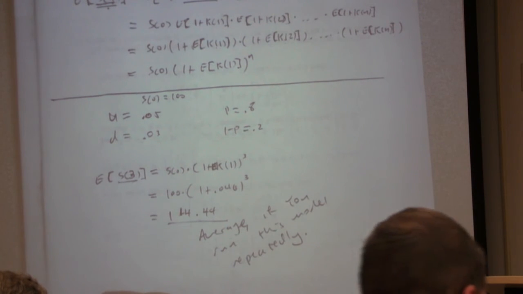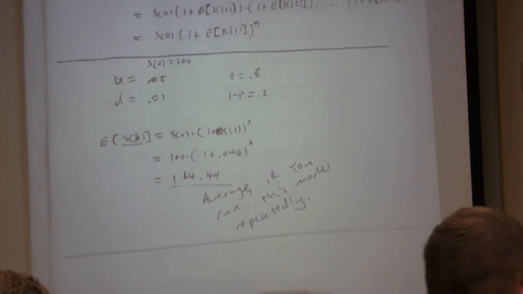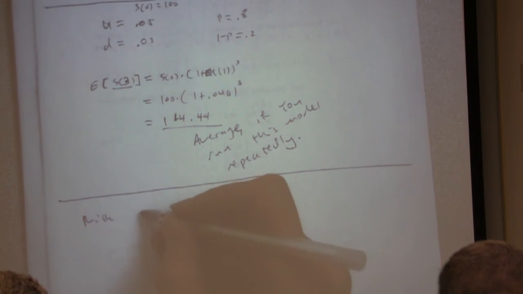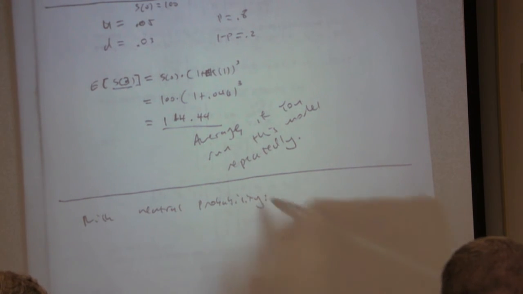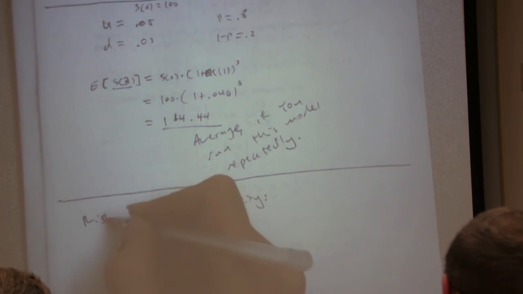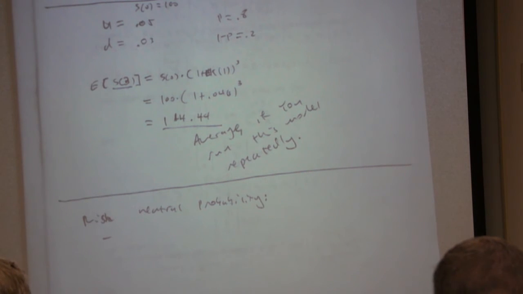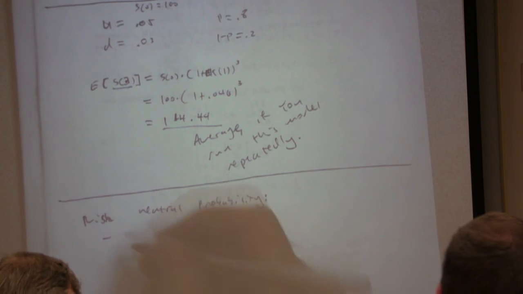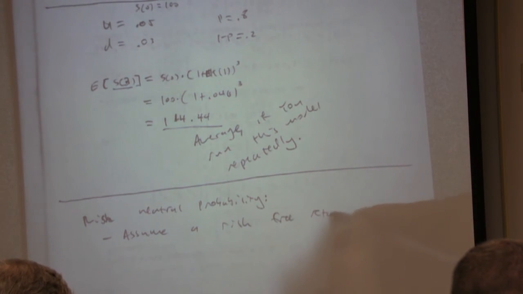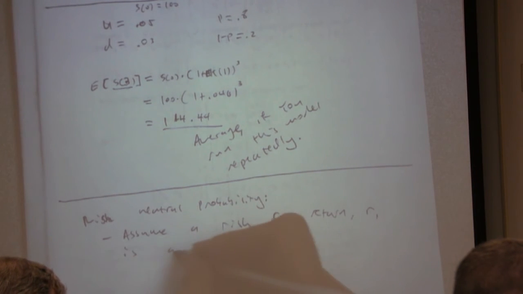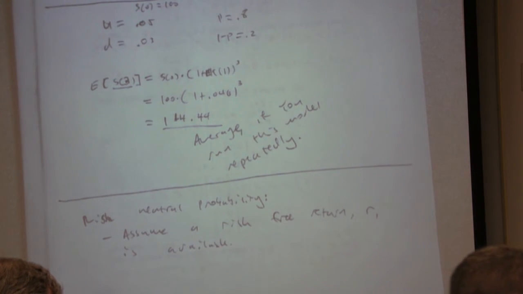So we're now going to define risk neutral probability. We're going to assume a risk-free return, which we'll call R, is available. So you can invest your money in a bank account, invest your money in a government bond, something where you know you're going to get your money at the given time period.